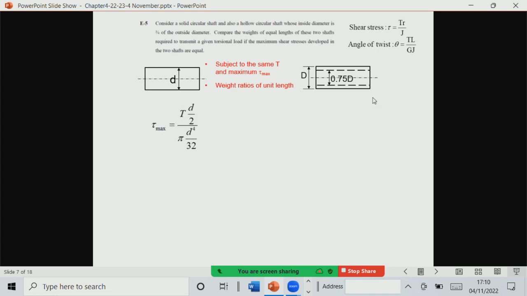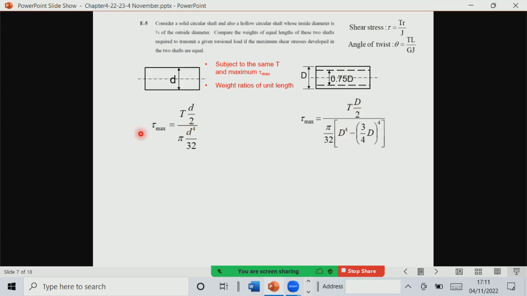So I start with the solid cylinder. For the solid cylinder, I write J in terms of the diameter, little d. The maximum shear stress occurs on the outer layer, which is d over 2. And on the right-hand side, we've got a hollow cylinder. The inner diameter is given in terms of the outer diameter. So I find J for the right shaft in terms of the capital D, the diameter. The maximum shear stress occurs on the outer layer, so I write it as D over 2.